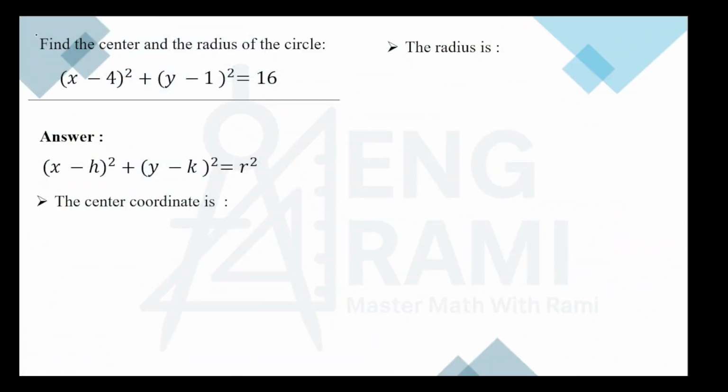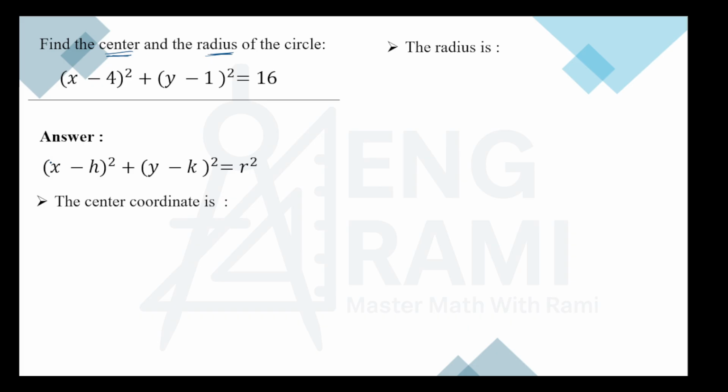Let us solve this question. Find the center and the radius of the circle whose equation in standard form is (x minus 4) squared plus (y minus 1) squared equals 16.